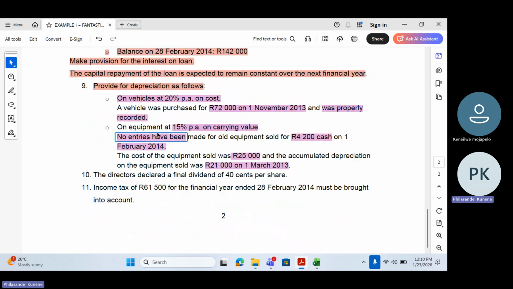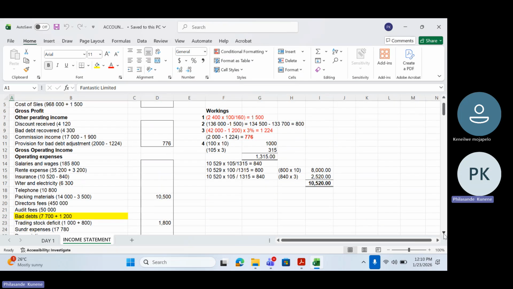Let me go back then. Let's go back to the transactions for motor vehicles. They're saying 20% per annum on cost, a vehicle was purchased for 72,000 rands on 1 November 2013 and was properly recorded. So which means for vehicles, they are divided into two. So we're going to calculate two depreciations for vehicles. So I'm going to have workings number 5 here, right? And then let me just say depreciation.